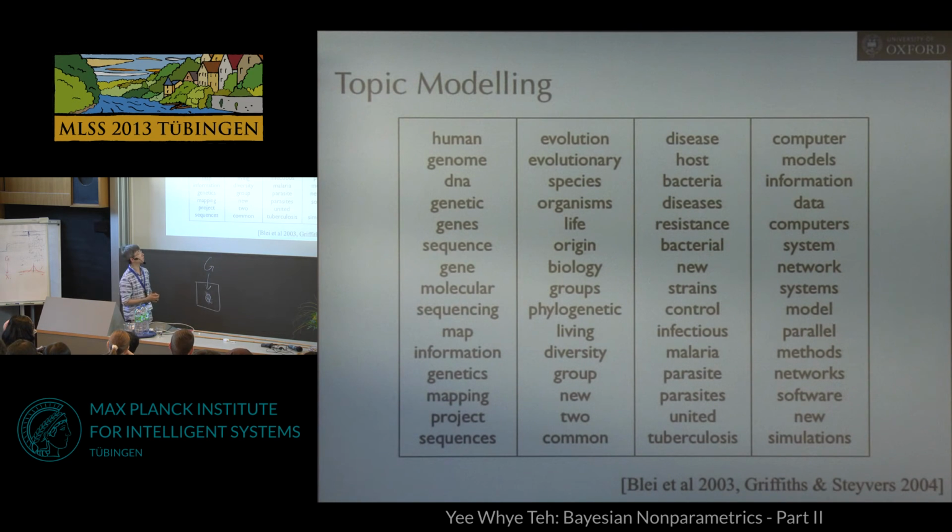Here's a little example that came from one of these papers. They analyzed a collection of scientific papers and looked at the words that tend to co-occur together. We see that these words tend to be semantically related. For example, this collection of words seems to be about a topic which has to do with computer science, while this topic has to do with genetics and evolution, and maybe this one has to do with diseases and so forth.